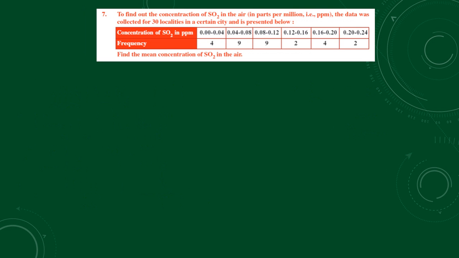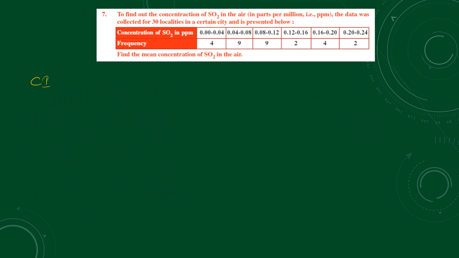So to find out the concentration of SO2 in the air in parts per million, so ppm. ppm means parts per million. The data was collected for 30 localities in a certain city and is presented below. Find the mean concentration of SO2 in the air.